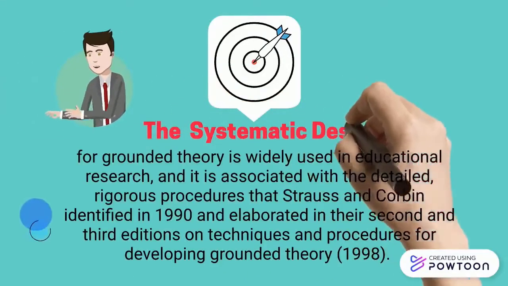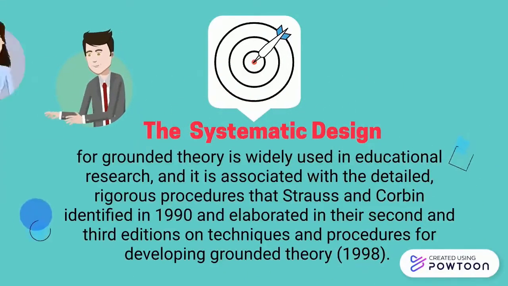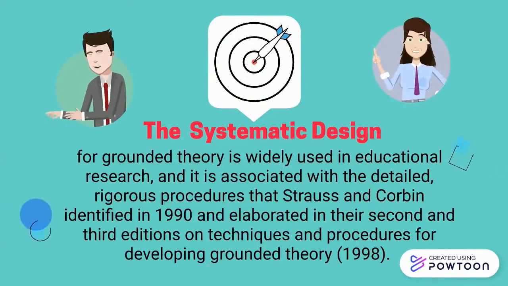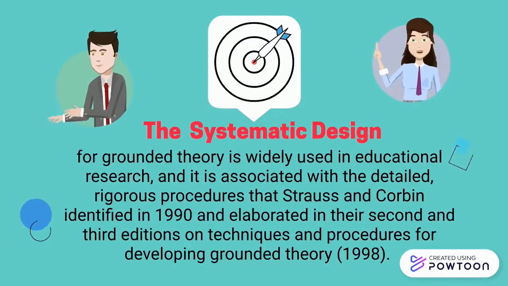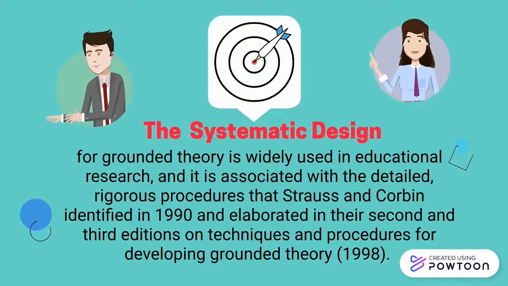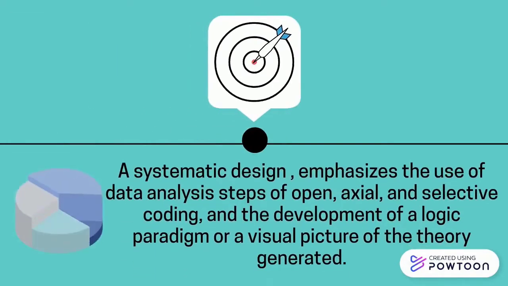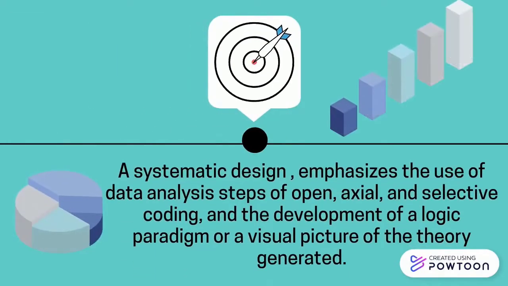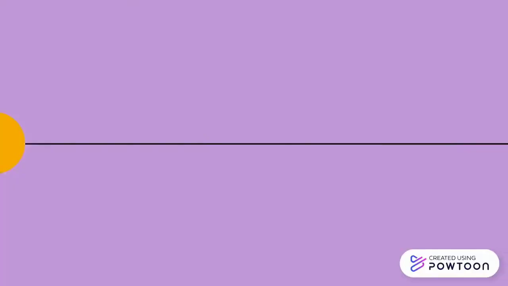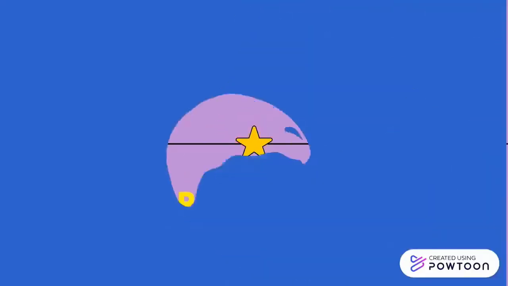The systematic design for grounded theory is widely used in educational research. It is associated with the rigorous procedures that Strauss and Corbin identified in 1990 and elaborated in their second and third edition of Techniques and Procedures for Developing Grounded Theory in 1998. A systematic design emphasizes the use of data analysis, the steps of open, axial, and selective coding, and the development of a logic paradigm, or a visual picture of the theory generated. There are three phases of coding.